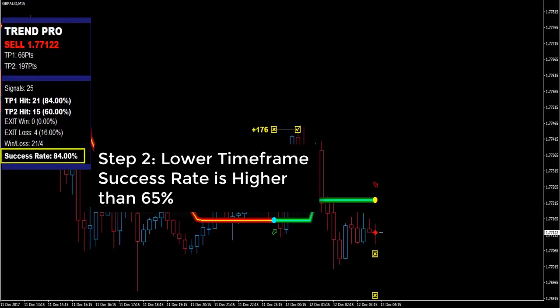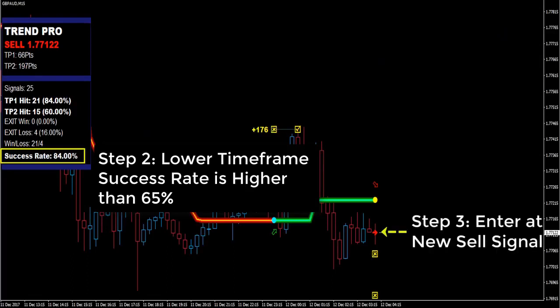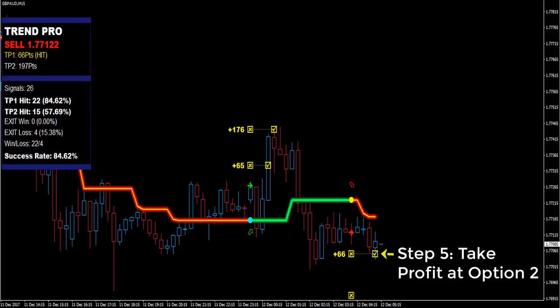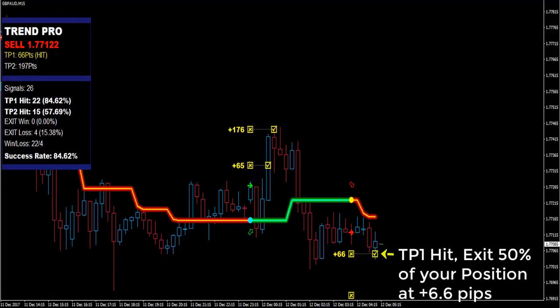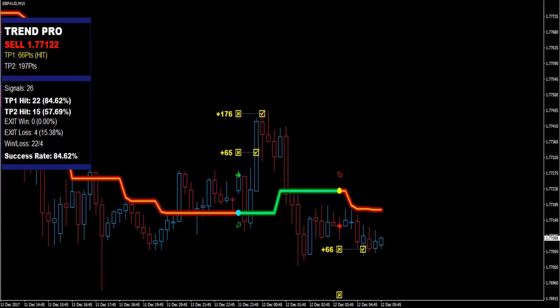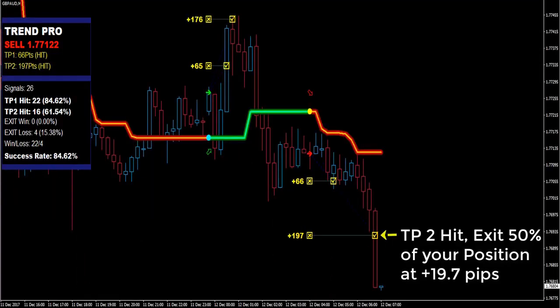Step 2, lower time frame success rate is higher than 65%. Step 3, enter at new sell signal. Step 4, SL at new buy signal. Step 5, take your profit at option 2. TP1 hit, exit 50% of your position at plus 6.6 pips. TP2 hit, exit 50% of your position at plus 19.7 pips.